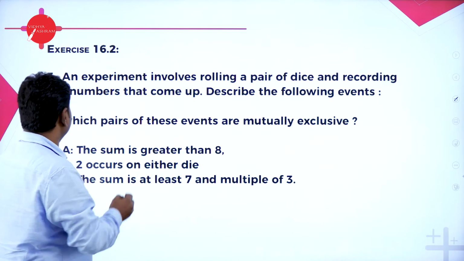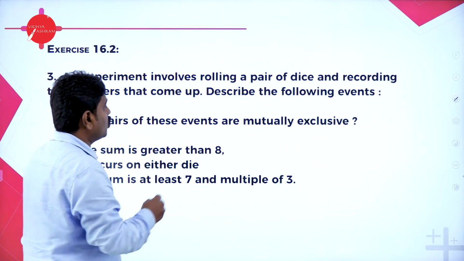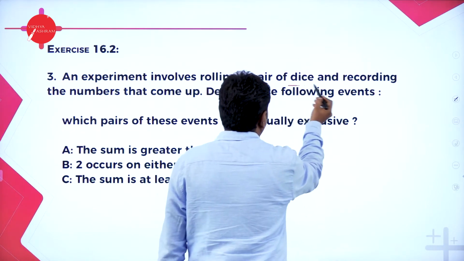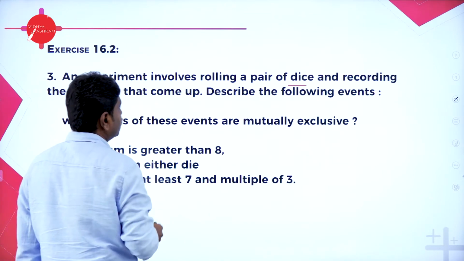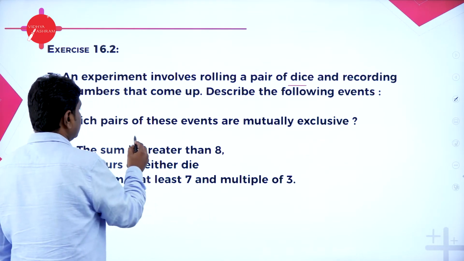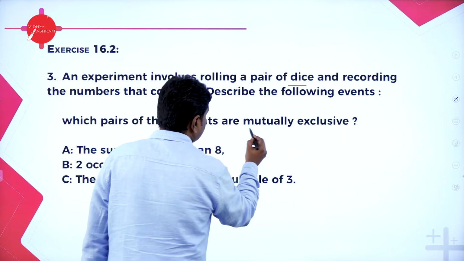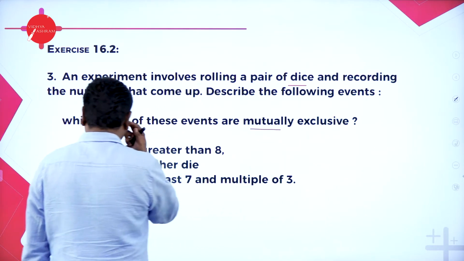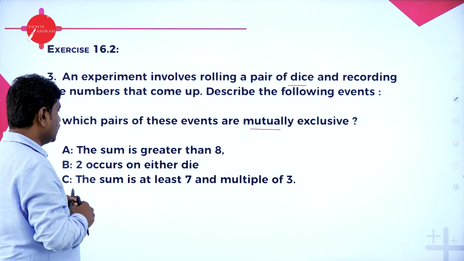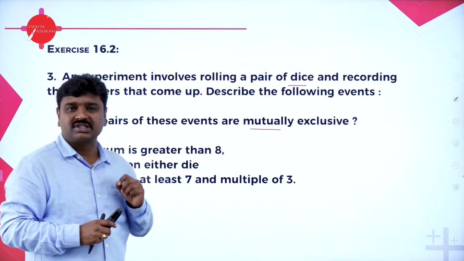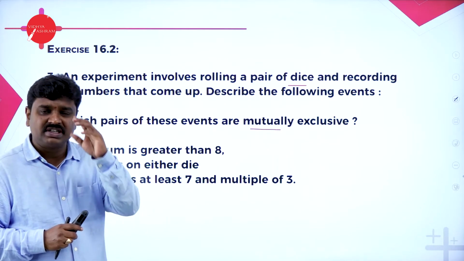Then an experiment involves rolling a pair of dice. We'll roll 2 dice, recording the number that comes up. Describe the events. Which of this pair of events are mutually exclusive? First they are asking you to describe the events A, B, C, and in this which pair is mutually exclusive. First let us describe the events.